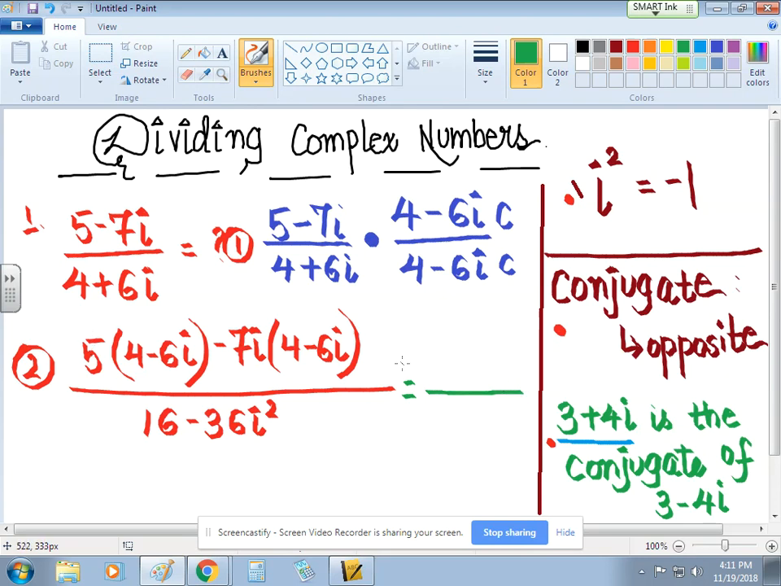5 times 4, 20, minus 5 times 6, 30 iota. Distributive property here, distributive property here. So that'll be minus 28 iota plus 7 times 6, 42 iota squared.